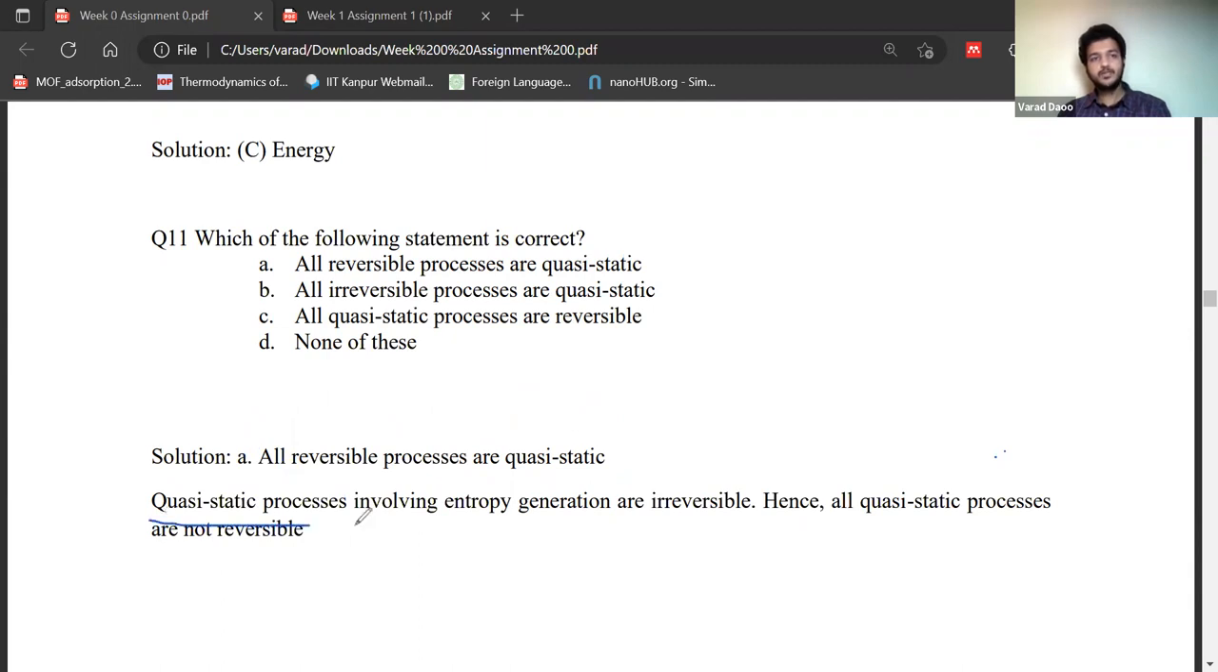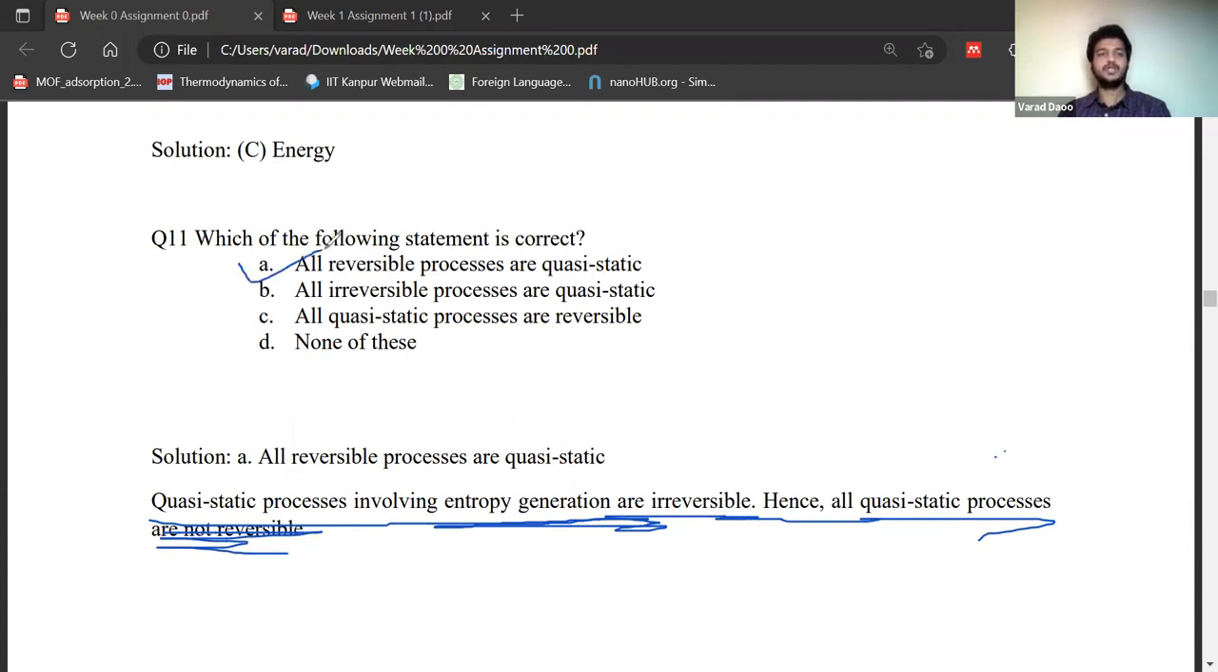Quasi-static processes can involve entropy generation, which makes them irreversible. Hence, all quasi-static processes are not reversible. However, reversible processes are quasi-static processes. Hence, option A is correct. So if anybody has any question, they can ask. Else, we'll go forward.